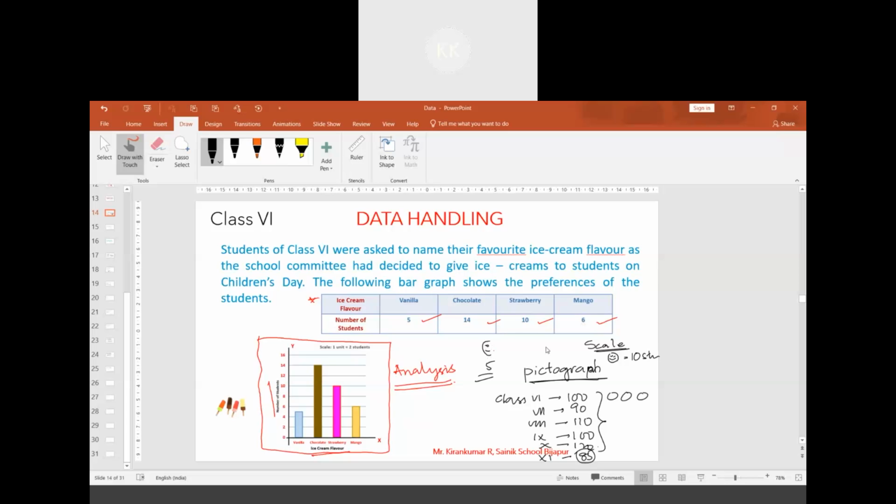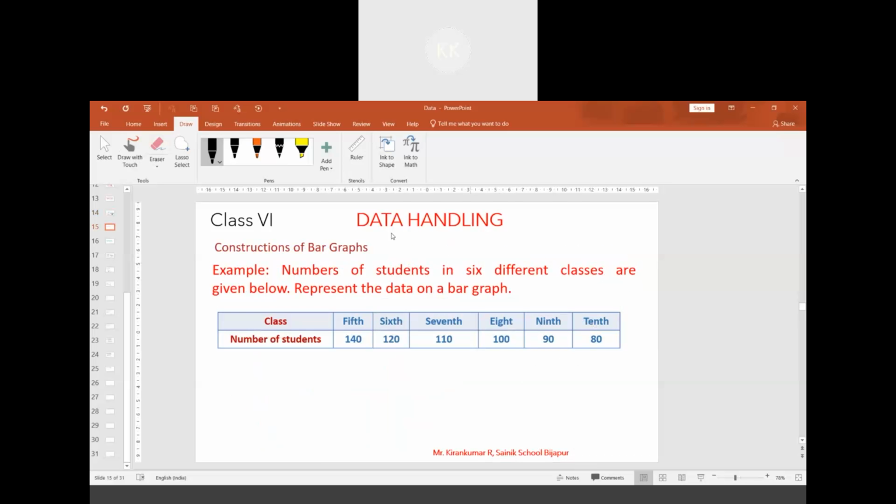So we all know how to do a pictograph. Do we know how to do a bar graph? How to construct a bar graph?